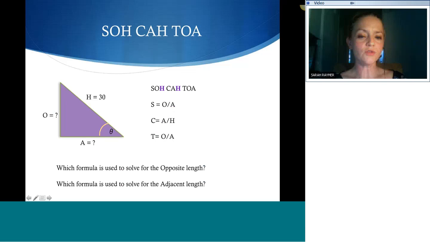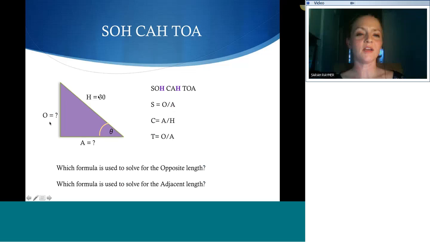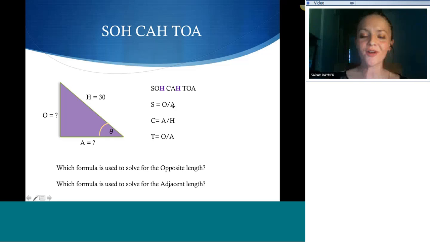Which formula is used to solve for the opposite length? If we want to solve for the opposite, does anyone want to chime in and say which formula you would use? No? If we want to solve for the opposite, we have the hypotenuse, we need the opposite, so we're going to use the sine. I wrote this wrong. I apologize. That should be an H. I thought I'd gone through this enough times to catch all the errors, but I missed one.